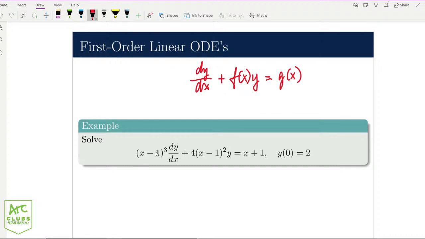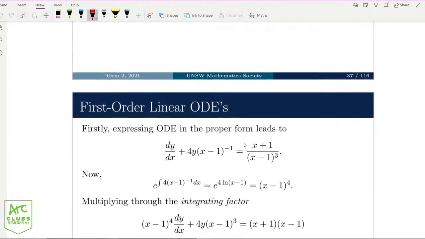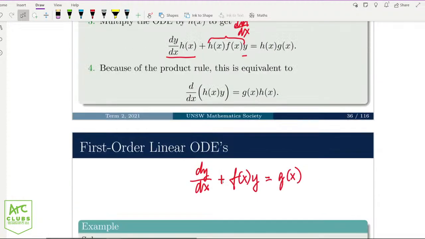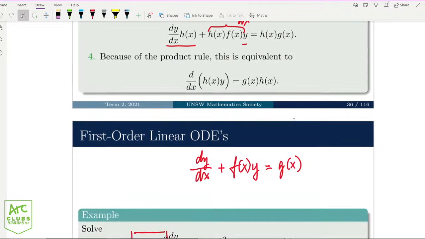How we can do that is to divide both sides by this term over here so that we isolate this dy dx over here. So we want to divide everything by this term. So that's what we've done over here. So the first thing we want to do is to express the ODE in the proper form. Now the next thing we want to do, remember, is to get to the integrating factor, which we can get using this particular formula over here. This is just some substitution, so it shouldn't be too bad.